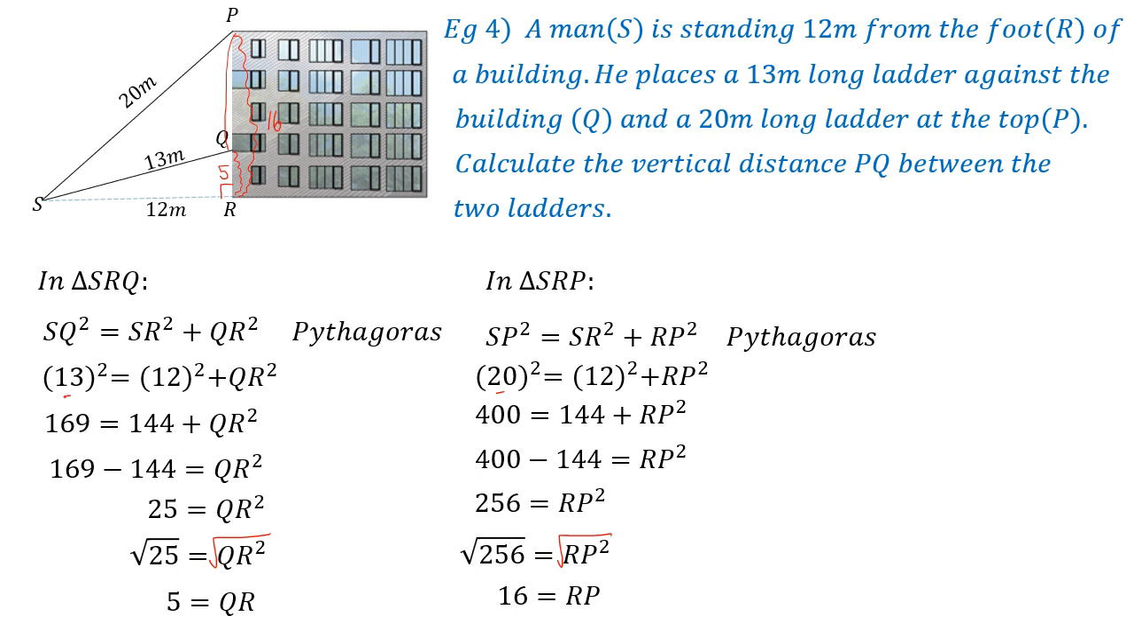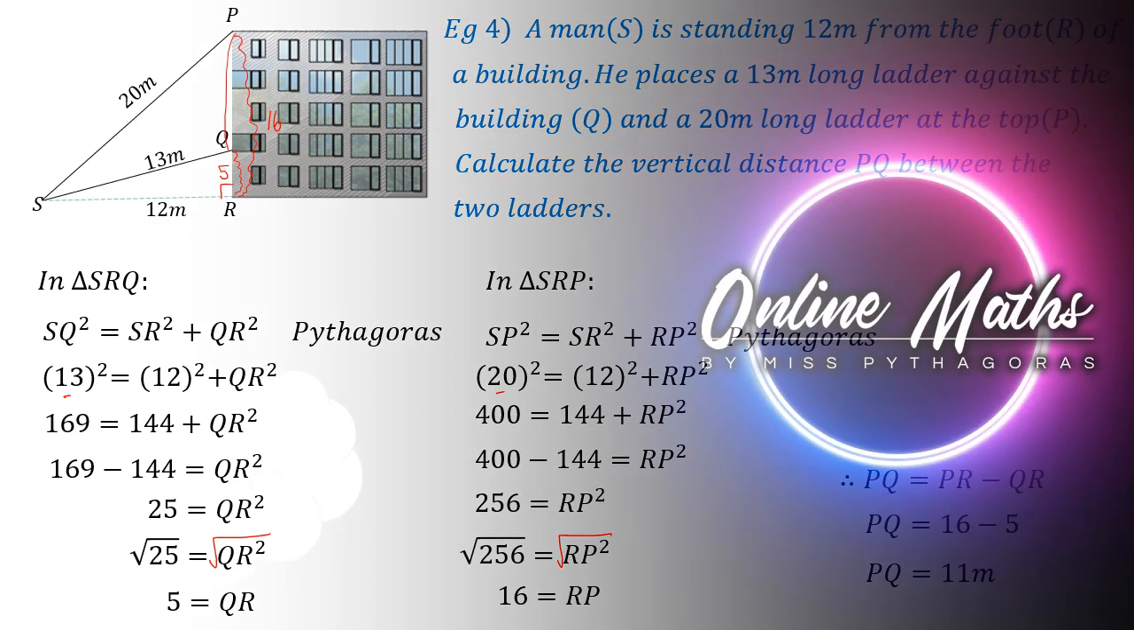So we are interested in the length of PQ. PQ will be the whole of PR minus QR, 16 minus 5, and PQ's length is 11 meters.